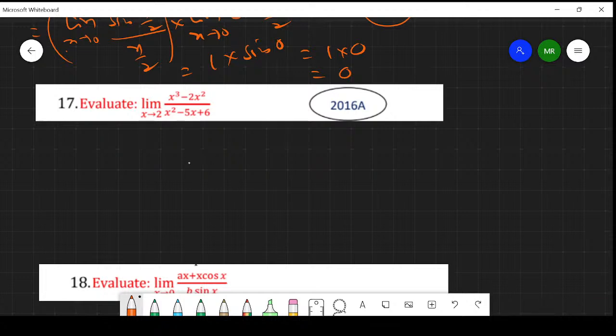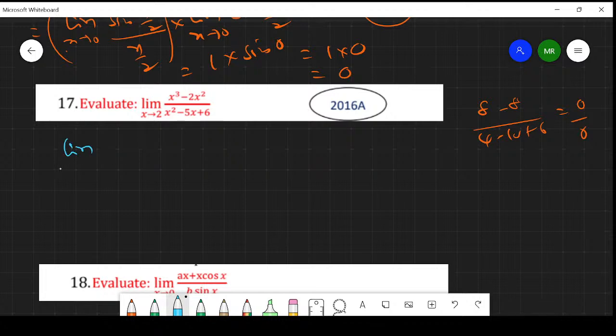Now, see the question number 17. Again, if we substitute the limit here, it will be 2 cube, 8 minus 8. If we substitute the limit in the denominator, you will get 4 minus 10 plus 6. It will be 0 by 0 form. In the 0 by 0 form, you should find the common factors.